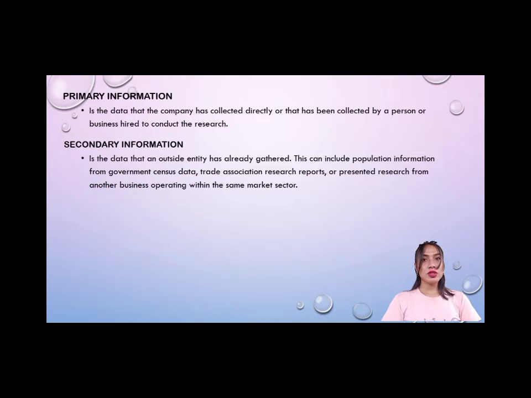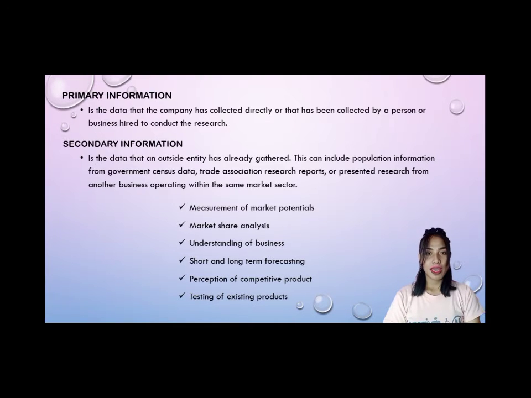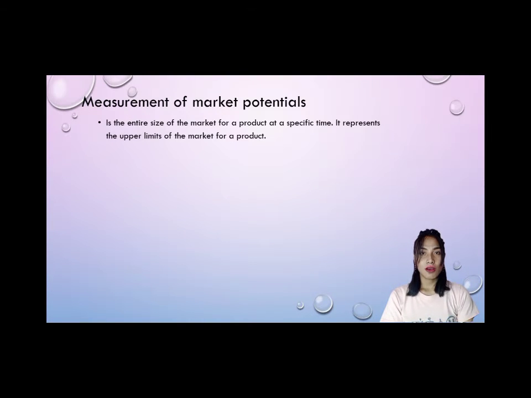Under market research, we have two measures of market potential: market share analysis, understanding of a business, short and long-term forecasting, perception of competitive product, and testing of existing product. Market potential is the entire size of the market for a product at a specific time. It represents the upper limit of the market for a product. Market potential is usually measured either by sales value or sales volume.